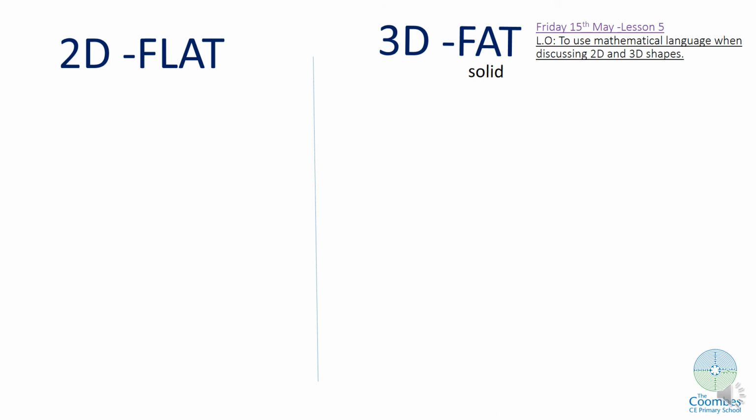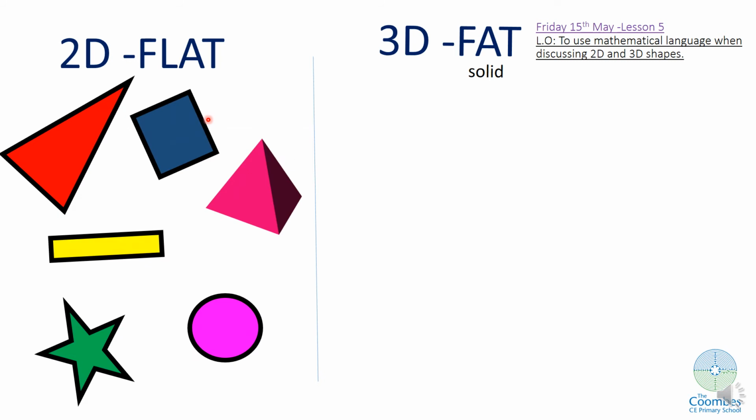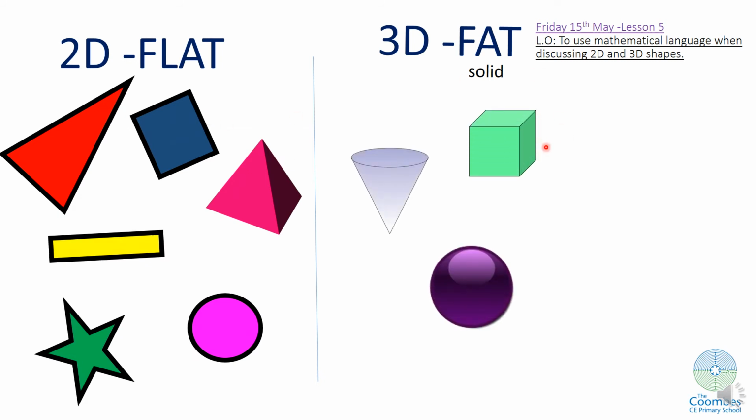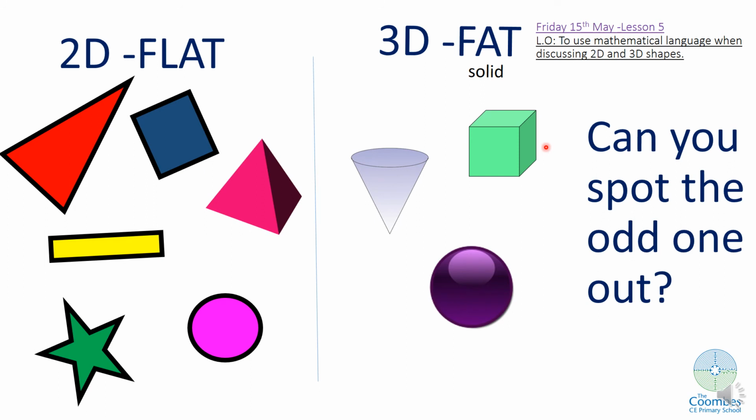Done it again. I've made another column of my shapes. So on this side I've got my 2D shapes and on this side I've got my 3D shapes. This time I'm not going to go through all of the shapes because I'm sure that they're all right. Oh dear, I think I may have put one of my shapes in the wrong place. Can you spot the odd one out?